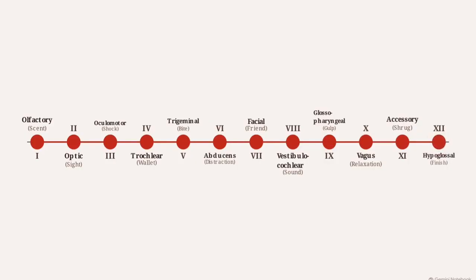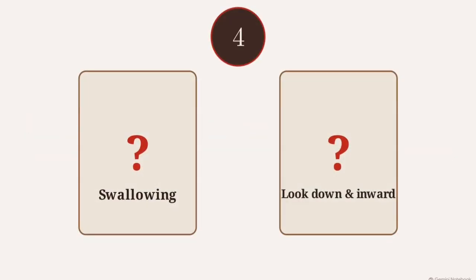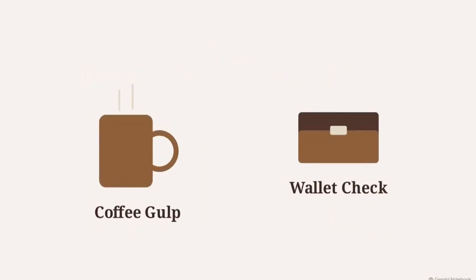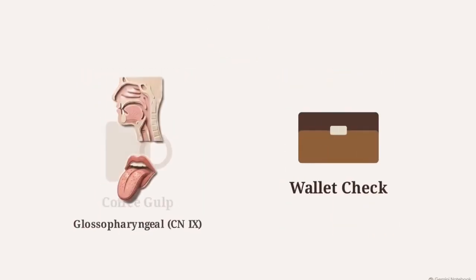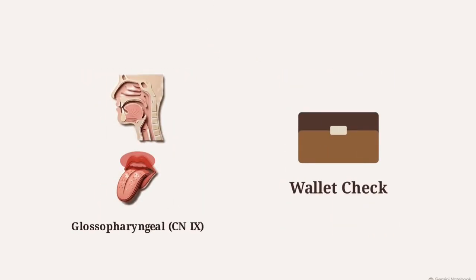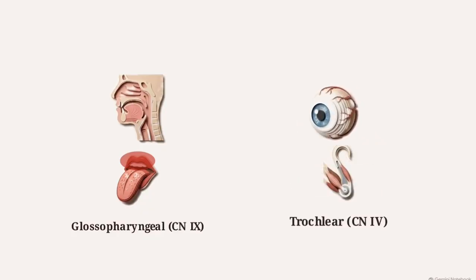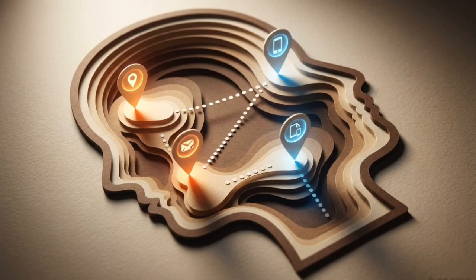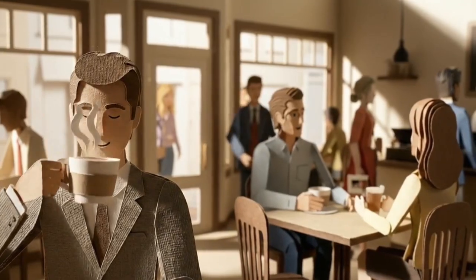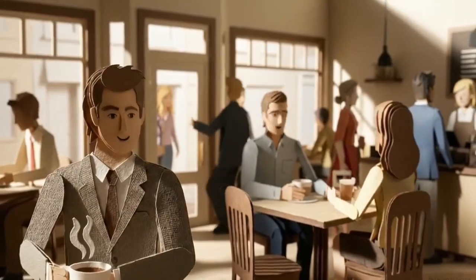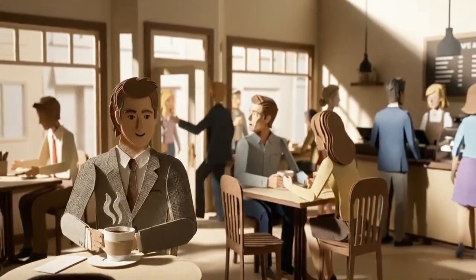Let's test the memory. Which nerve controls swallowing, and which one allows you to look down and inward? You don't need to recite a textbook. You remember taking a gulp of coffee, glossopharyngeal, and looking down at your wallet, trochlear. The 12 cranial nerves now exist as a sequence of physical actions. The biology is tied to the movement, making the information as accessible as the layout of the cafe itself.